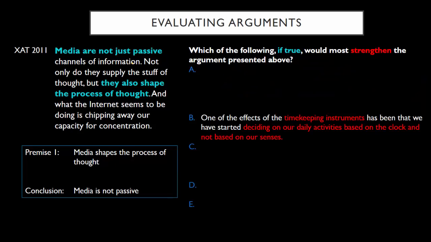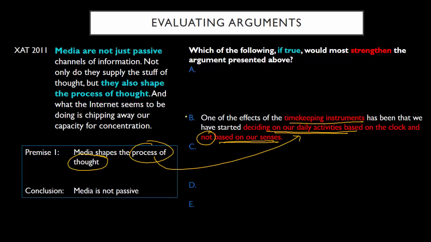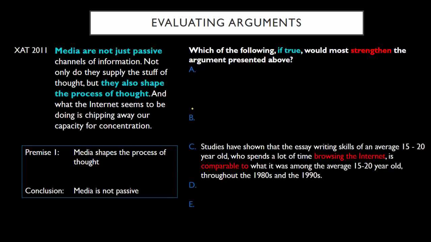Let's evaluate option B. Option B, one of the effects of the timekeeping instruments, very good. Is that a media or a medium? We don't know, but let's read. Has been that we have started deciding our daily activities based on the clock. We are deciding our daily activity based on the clock and not based on our senses. If it is not based on our senses, how can you say that it has shaped the process of thought? So B is incorrect.